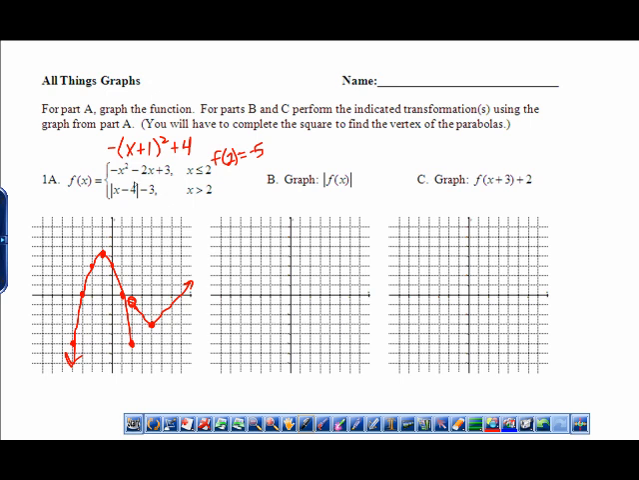All right, so this is my piecewise function. Notice that it's a function. If it's not a function, if it fails the vertical line test, you need to go back and redo it. All right, let's do part B, which is taking the absolute value of this whole thing.